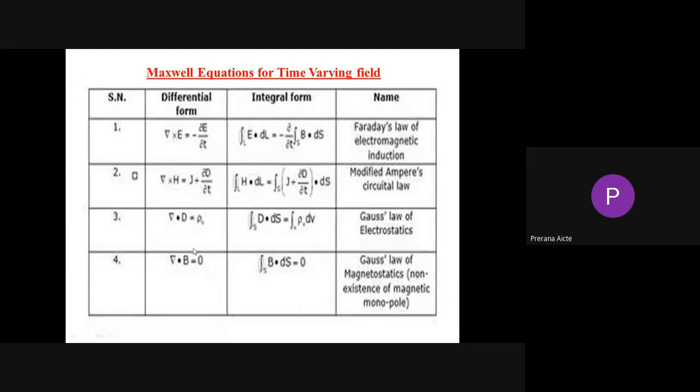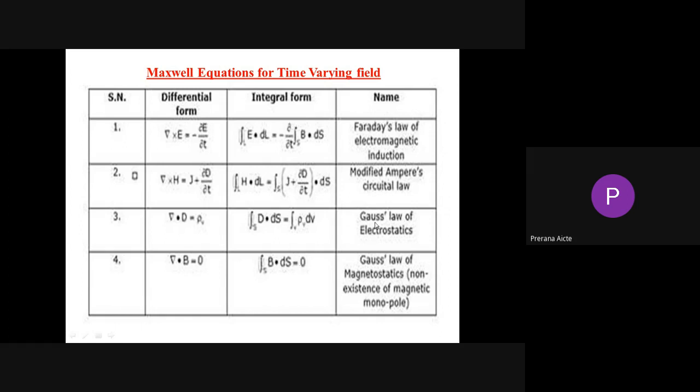So Gauss law for time varying field: del dot D is equal to rho v. This is in the differential form, whereas in the integral form, integral of D dot dS is equal to integral of rho v dv. That is, the surface integral is equal to the volume integral. That is the Gauss law of electrostatics, whereas in Gauss law of magnetostatics, del dot B is equal to 0. Therefore, integral of B dot dS is equal to 0.